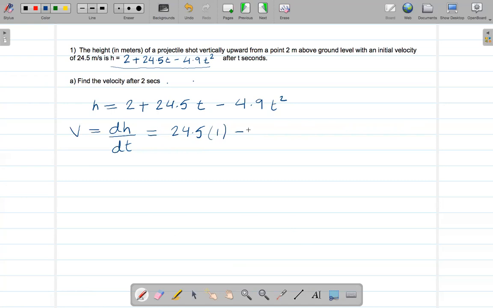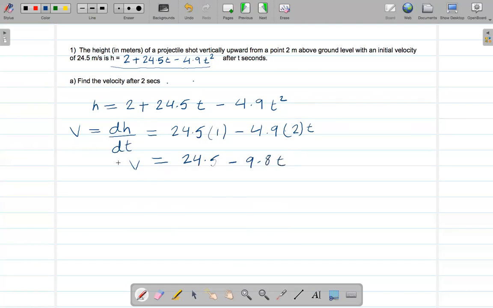I talked about this in previous lecture videos. And then here, this number will stay there, and you're taking the derivative of t square. In this one, you can use the power rule, so you bring this 2 down here, and the new power will be t to the power 2 minus 1, which is just 1, so you don't have to write that. Basically, it's multiplication here, so 4.9 times 2 is 9.8. This is the v function, so v is equal to 24.5 minus 9.8t.